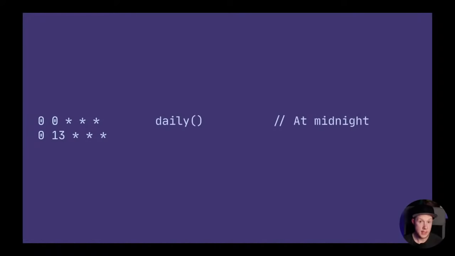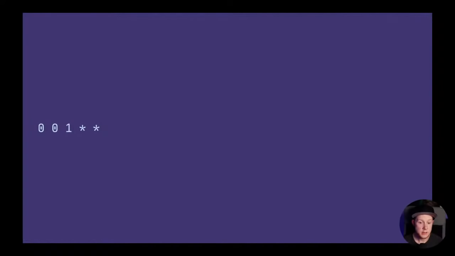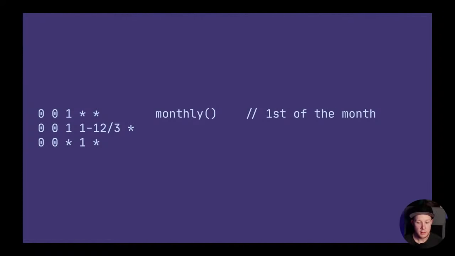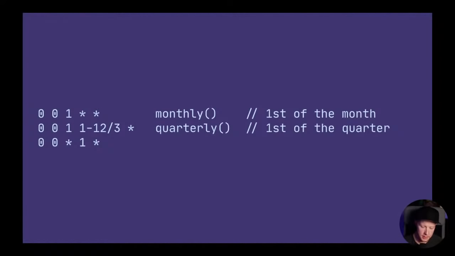Instead of this or this, we can say daily, which will run at midnight, or daily at a 24-hour time, at 1 p.m. in this instance. And instead of this or this or this, we've got monthly, which is the first of the month at midnight. We've got quarterly, which is the first of the quarter at midnight. And we've got yearly, which is the first of the year at midnight. Happy New Year.